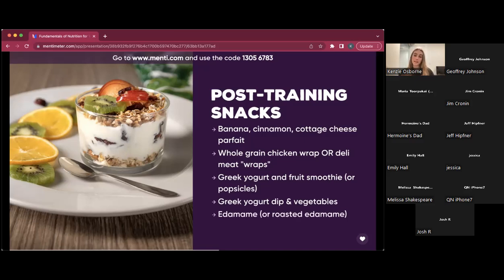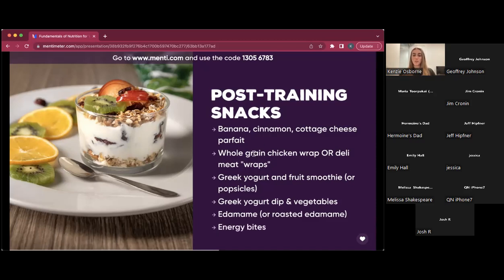And then edamame. So edamame is a soybean. It is high in both carbohydrates and protein, so it can be a good, quick and easy snack after a workout. Keep in mind, these are higher in fiber, so they do take a bit longer to digest. I wouldn't say they're the most ideal post-training snack, but they are super convenient if you're getting roasted edamame and you're on the road. It's something really easy to eat on the go.